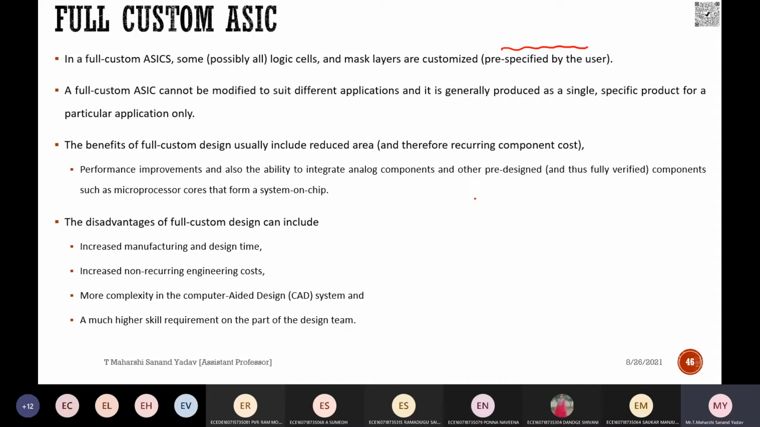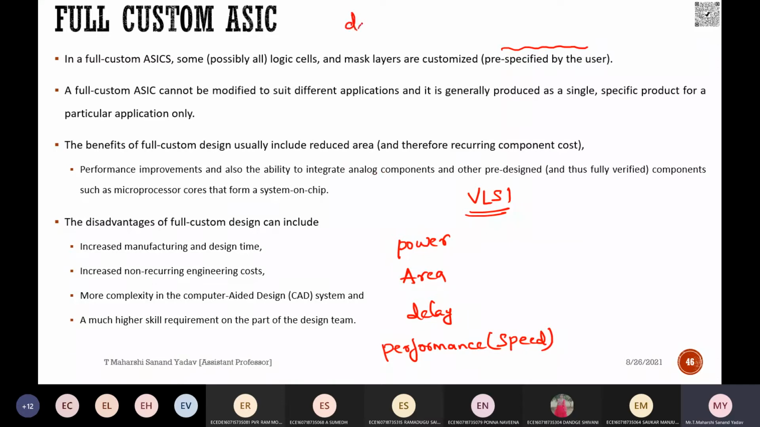So in the starting class, I've told you this VLSI completely depends upon power, area, and delay. So what is the relationship between delay and speed? You can include this one also, performance or speed. What is the relationship between delay and speed? Inversely proportional. Correct. Delay is inversely proportional to speed. So our main motto should be to reduce the delay. Suppose if you reduce the delay, then obviously speed will increase, because of which performance will increase.